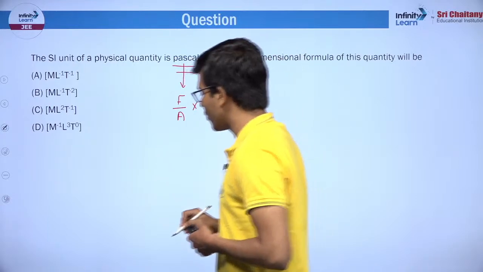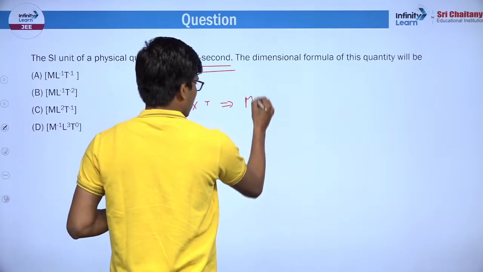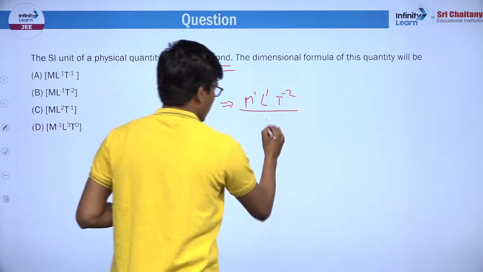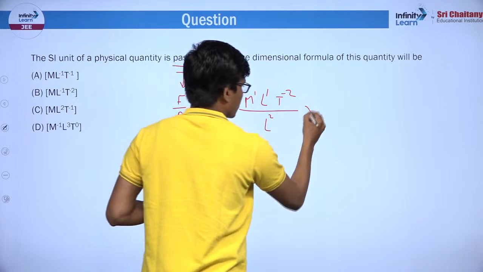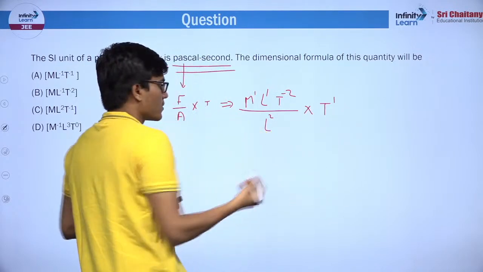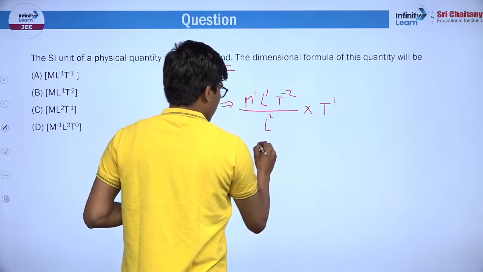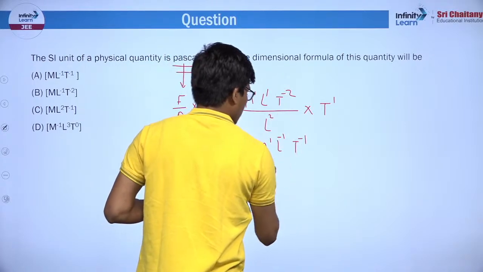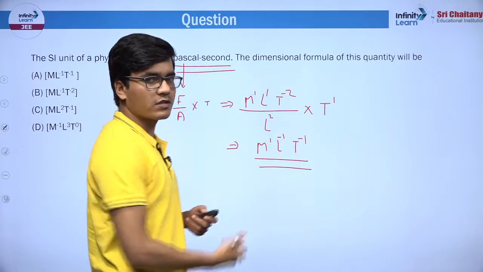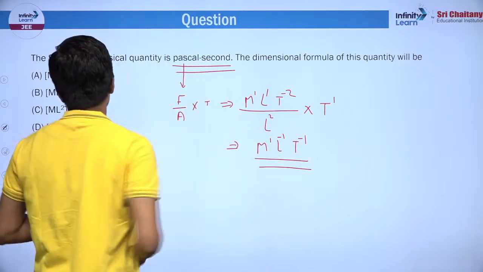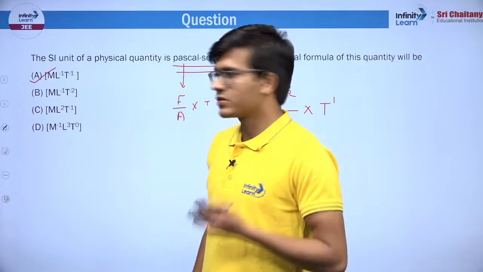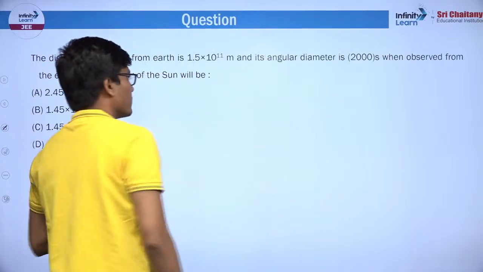The dimension of force is M^1 L^1 T^-2, the dimension of area is L^2, and the time dimension is T^1. Simplifying, it becomes M^1 L^-1 T^-1. This is the dimension of Pascal second, which is option A. It is quite an easy question from the unit and dimension chapter.